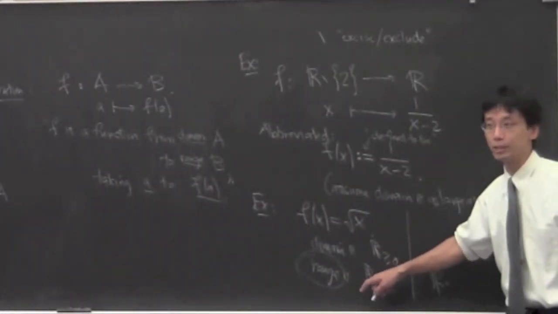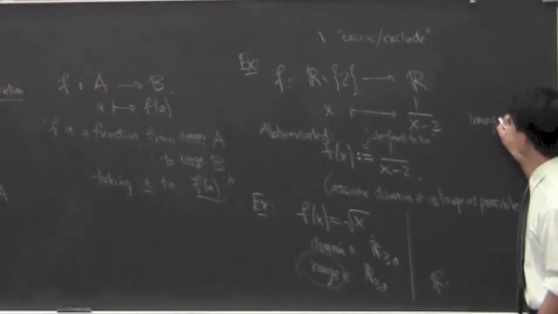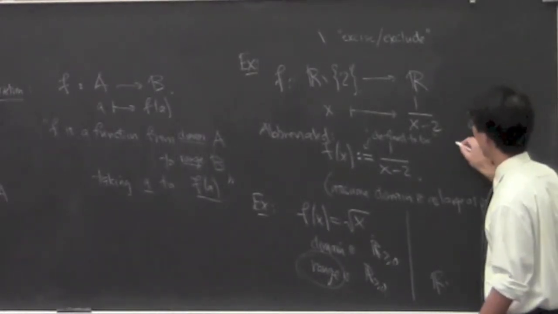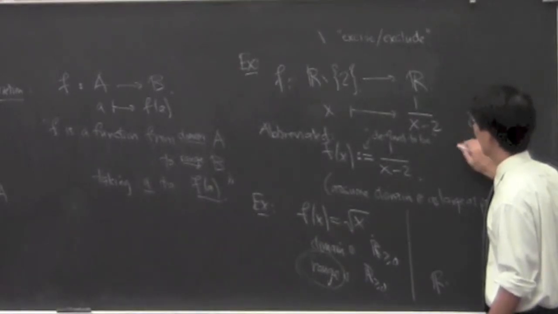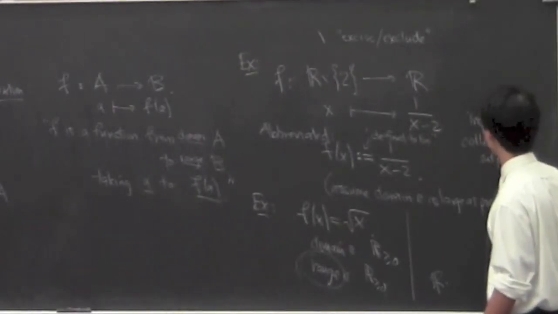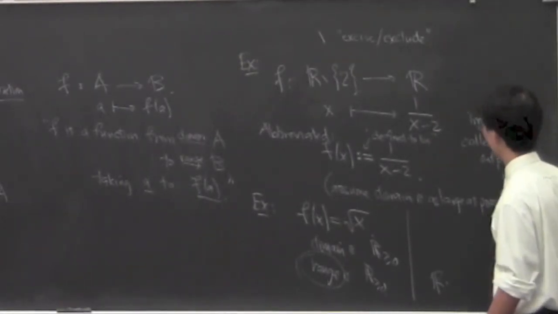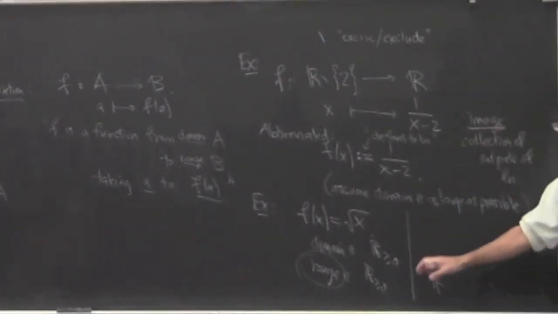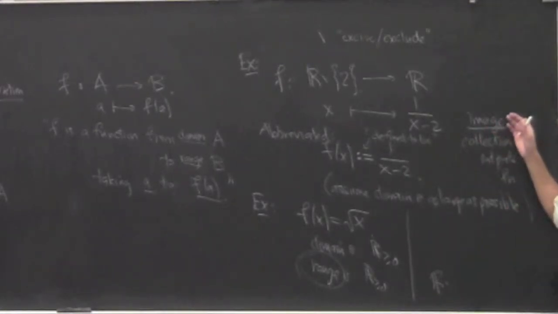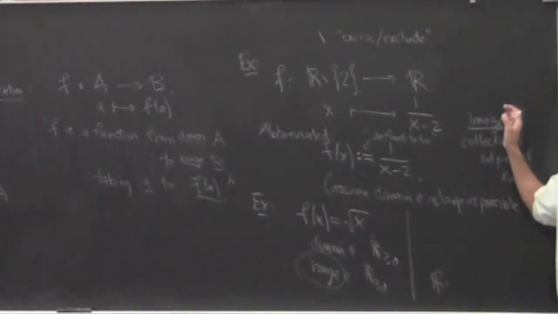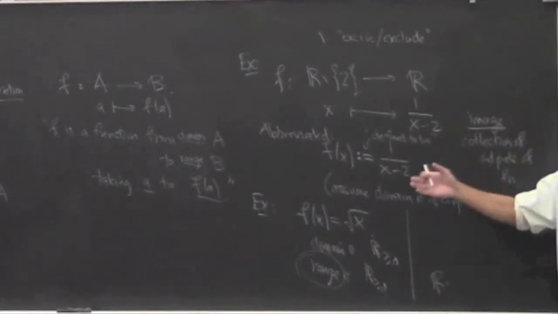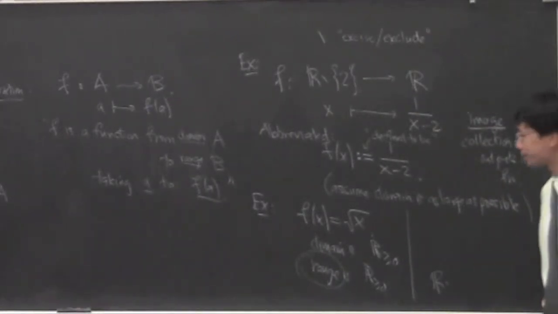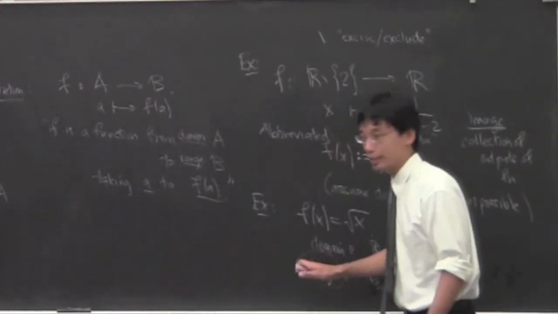The more precise term for what Alex gave you is the image. The image is the collection of outputs of a function. And it will lie, of course, inside the range. You could take that as the range. It would make sense to call this thing the range, because it's everything that comes out of the function. So range is sort of a dislikable term.